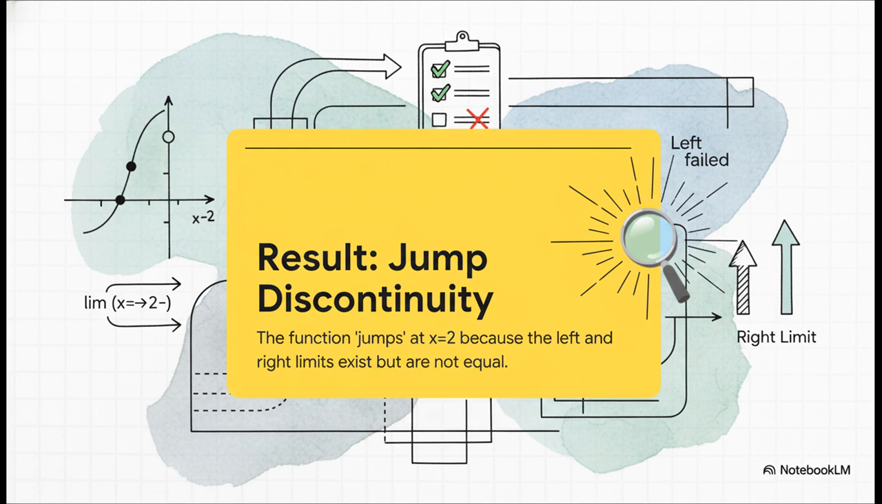And that right there is a perfect example of a jump discontinuity. Our checklist failed on the second condition because the left-hand limit and the right-hand limit just didn't agree. The graph literally jumps from one value, down at 3, up to 5 at that breaking point.